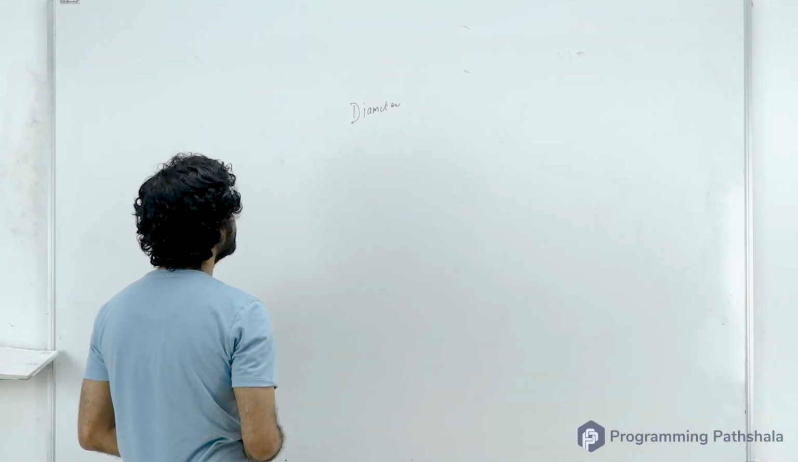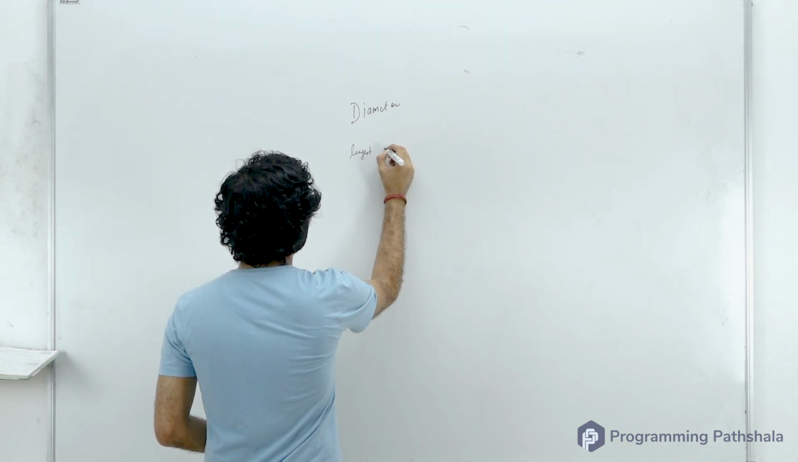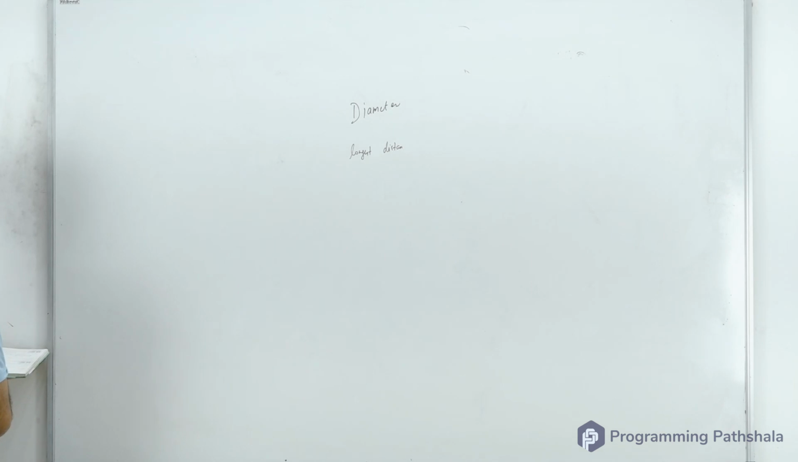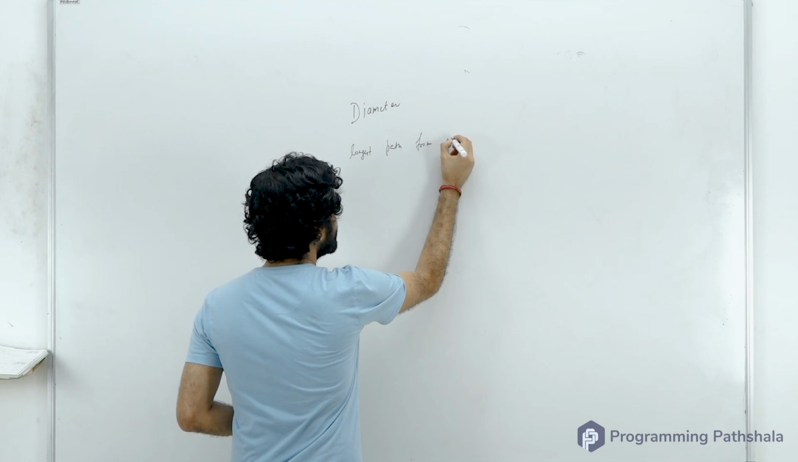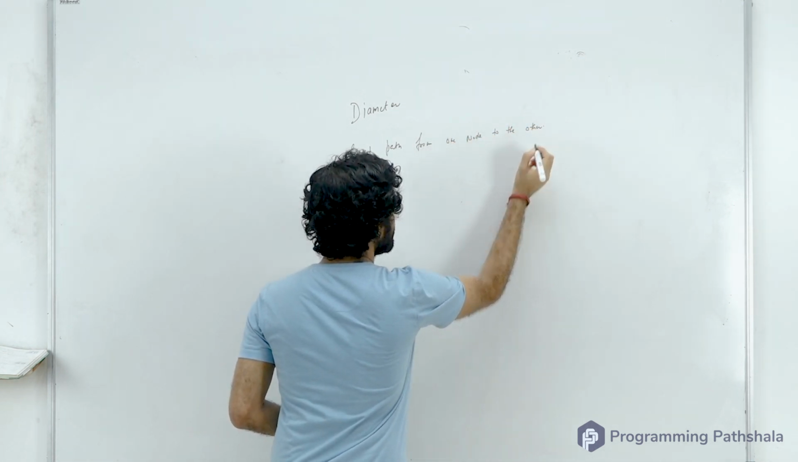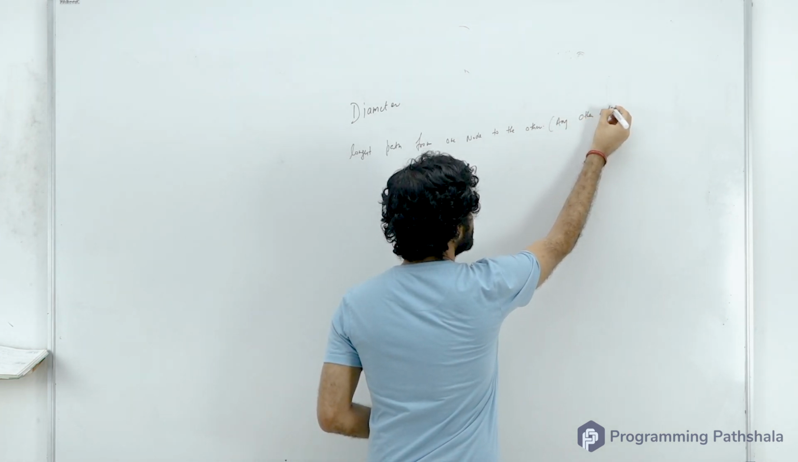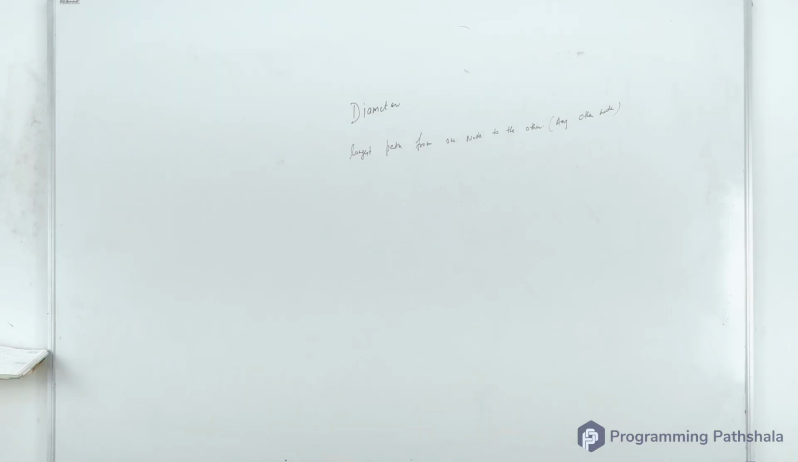So the meaning of diameter is something like this. It is the longest distance, or let me say, the length of the longest path from one node to the other. By other I mean any node to any other node. This is called the diameter. So if you are given a tree, then whatsoever is the length of the longest path from any one node to any other node, that would be called the diameter.